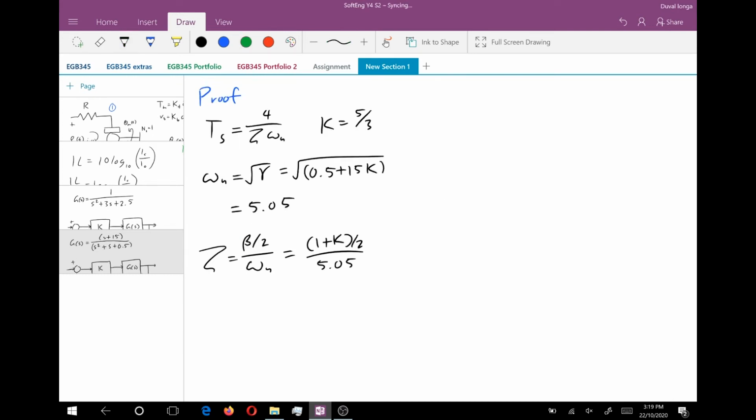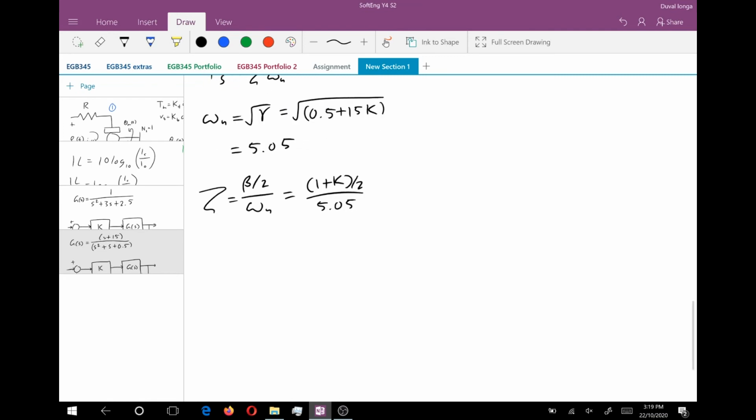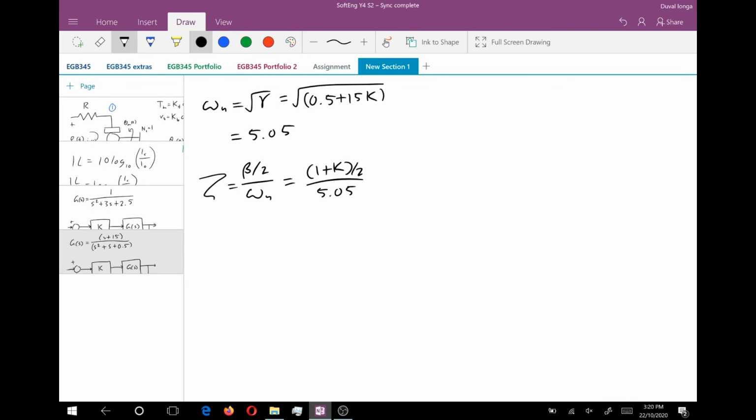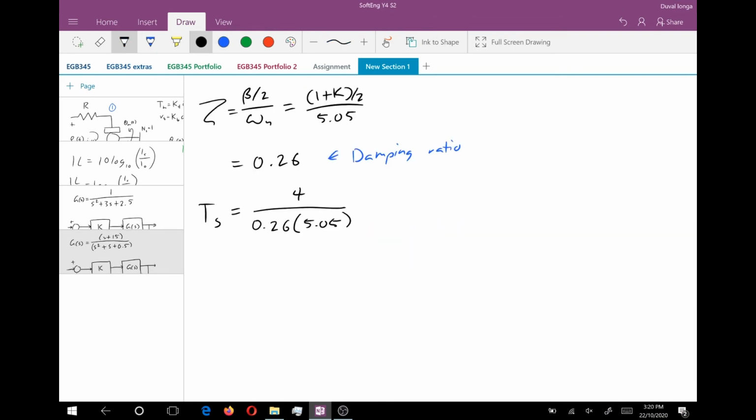And so to prove that this works, we're going to use these equations for the settling time and plug the K that we found in before. When we rearrange for zeta, we find that our damping ratio is 0.26. So our settling time becomes 3.05 seconds, which is what we were aiming for.